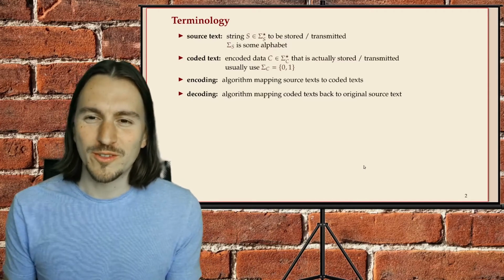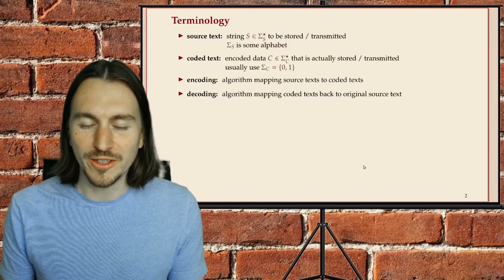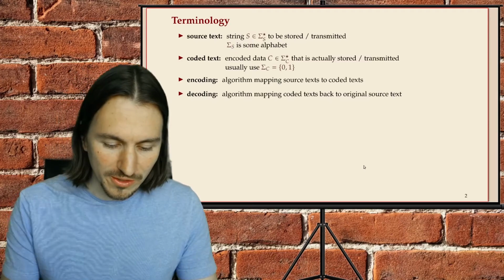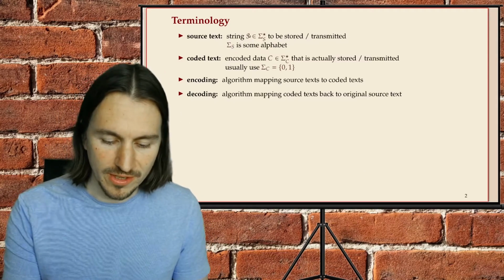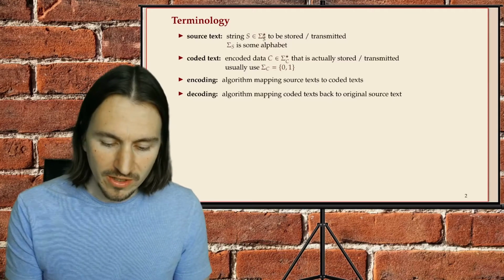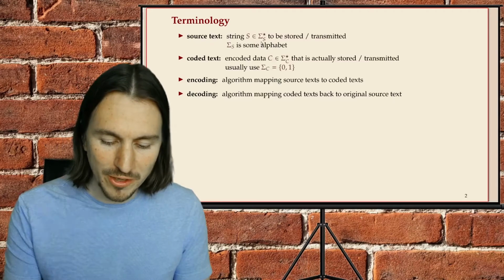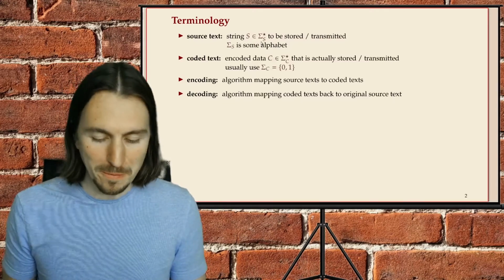I'm not sure if this terminology is very universally agreed upon in the literature and on the web, but for this module, we'll try to stick to it. We always start with a source text, and that will be denoted by S. That comes from some alphabet sigma S, and it can be of any length. That's the thing we start with, and we want to store or transmit it.